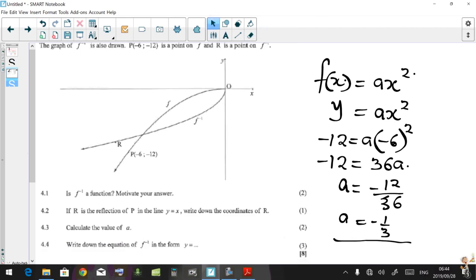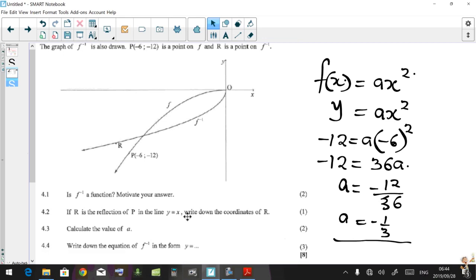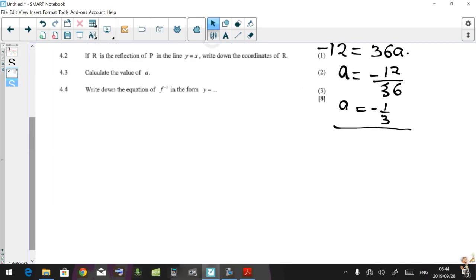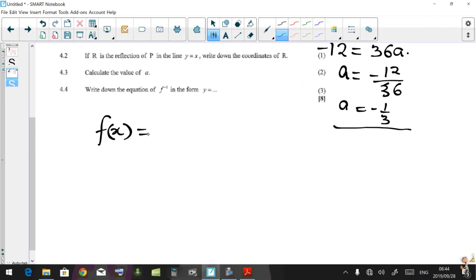Alright. Write down the equation of the inverse of f. So now we know our A. Let's first write our f equation. Our function, our f of x basically is what? Ax squared, remember? So I have negative 1 over 3 x squared. And basically this is y. Y equals negative 1 over 3 x squared. If you want to make it easier, you can do that, so that the squared is only on the x.